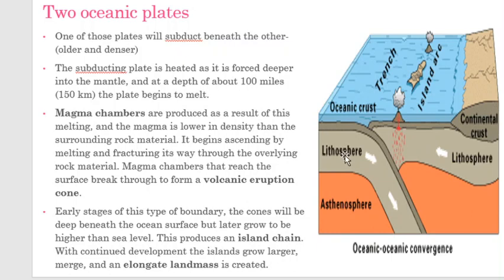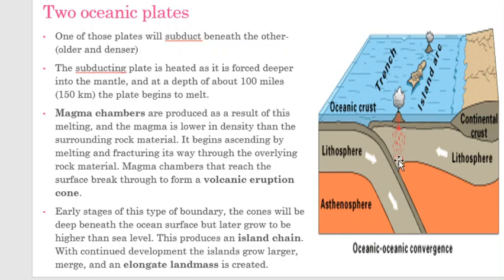The subducting plate is heated as it is forced deeper into the mantle, as you can see in this arrow. And at a depth of about 100 miles, the plate again begins to melt. The same thing with oceanic and continental converging plate boundaries. You can see here in the picture, magma chambers are produced as a result of this melting, and the magma is lower in density because it's hot than the surrounding rock material. It begins to ascend, or it goes up, by melting and fracturing its way through the overlying rock material.